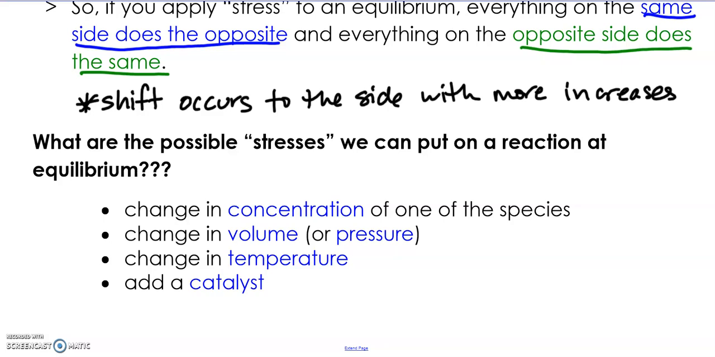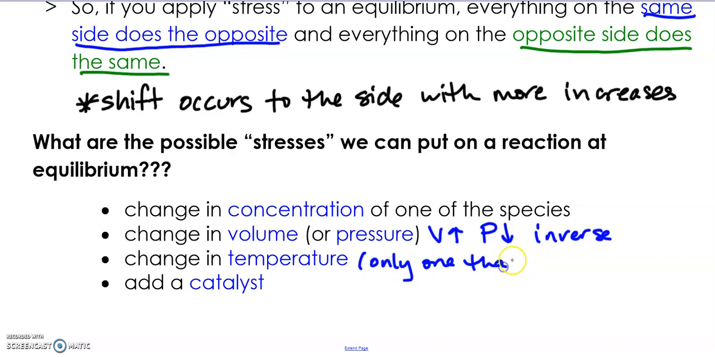If your volume increases, your pressure decreases. They have that inverse relationship. The third one would be a change in temperature, and this is the only one that affects K, your equilibrium constant, and I'll show you how that works when we get to an example. Or we could also add a catalyst.